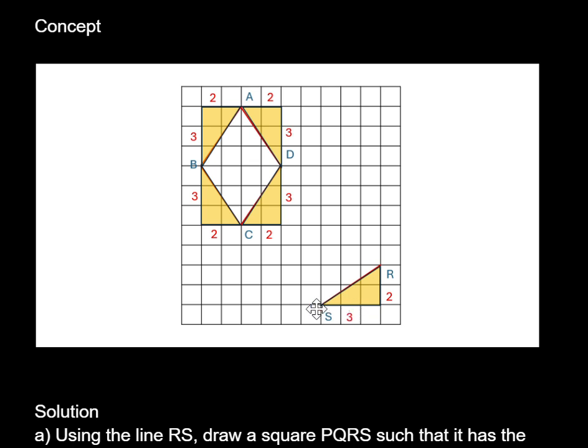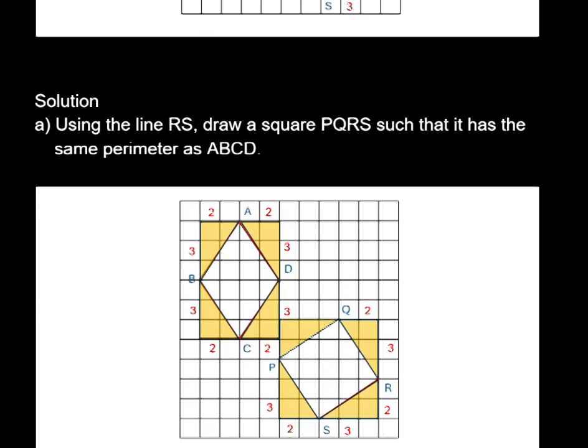So it means that one of the sides here is already the same as the length of one of the sides of the rhombus. So all we need now is to draw a square starting from this line using the same concept. Let's look at the solution.